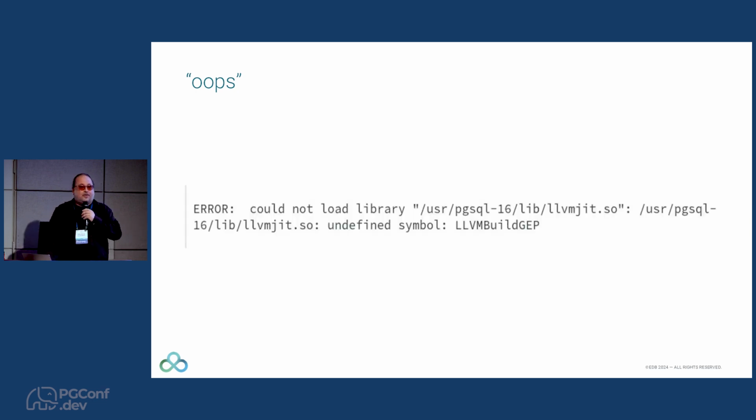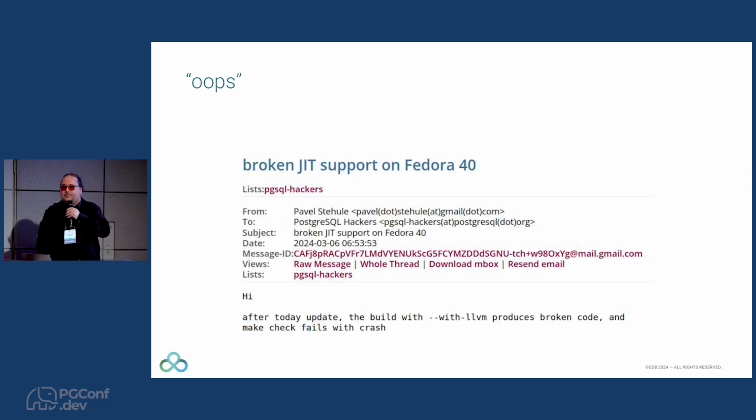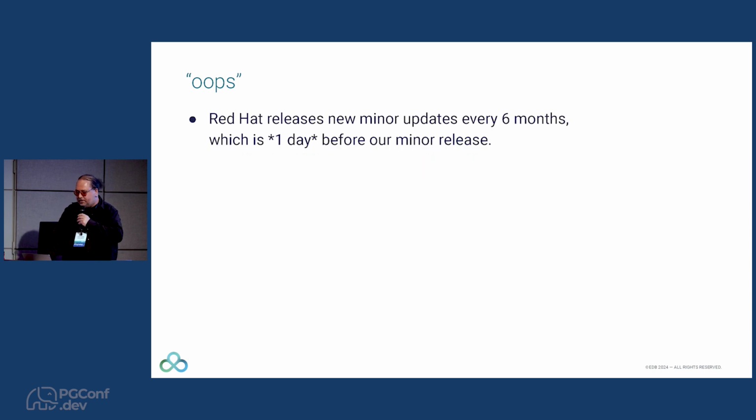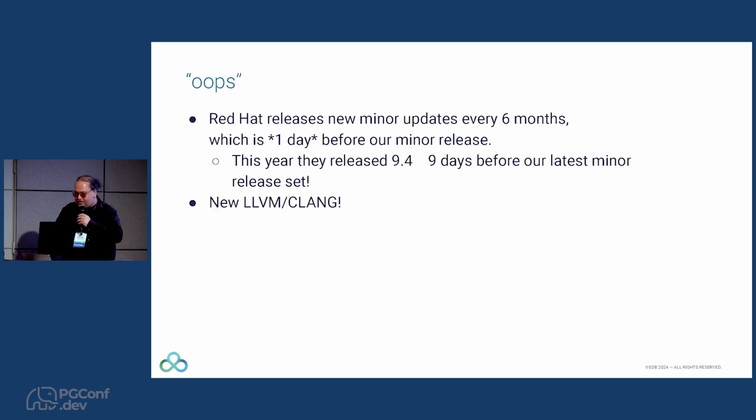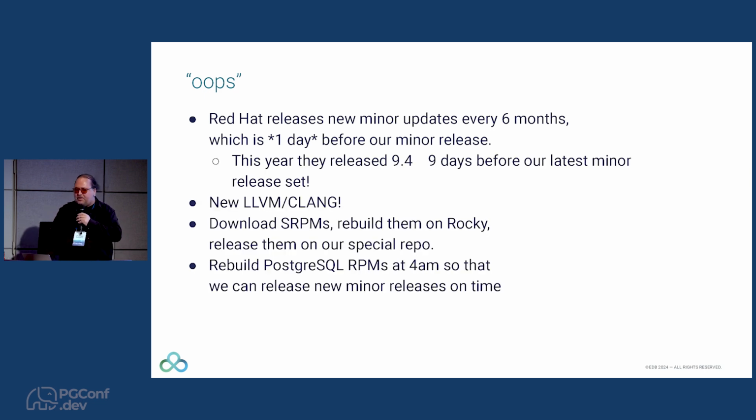And then the regular problems, the LLVM problem. Every 6 months, we have this problem. And it's broken support in Fedora 40, because Red Hat releases their minor versions 1 day before our release. It's a problem. New LLVM, blah, blah, we do it.